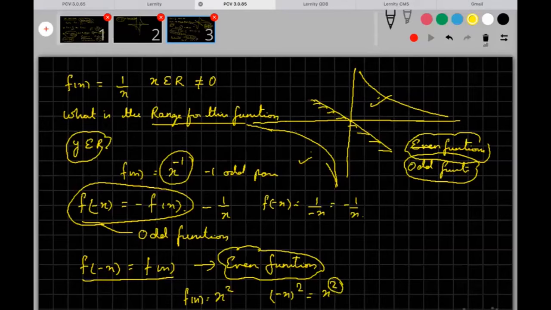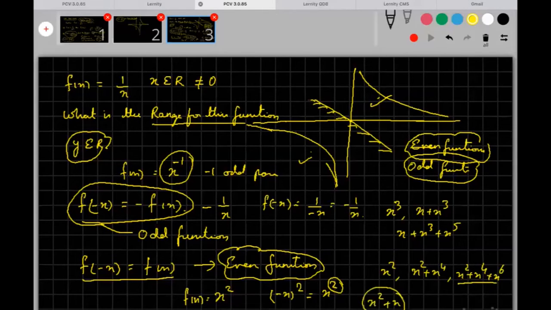This is called an odd function. So if you have x cubed, x plus x cubed, x plus x cubed plus x power 5, all these are odd functions. Similarly, x square plus x power 4, x square plus x power 4 plus x power 6, all these are even functions. Then there are other kinds, x square plus x, neither odd nor even.